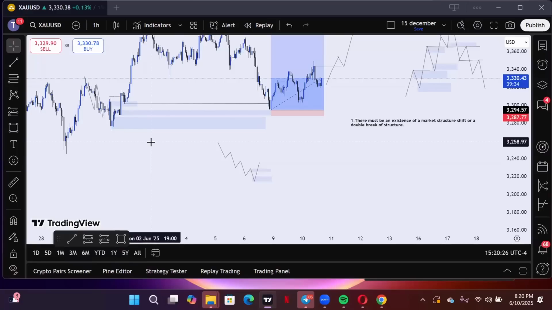Now, once this happens, people get confused. Okay, I have a breaker block here, I have an order block here. Which POI am I actually going to make use of? That is where it gets tricky. I have three different POIs here. Which one am I going to not make use of? So first of all, are you guys following me?